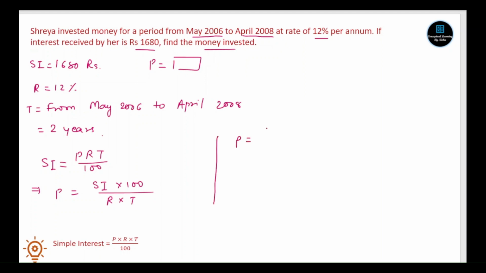So P is equal to 1,680 into 100 upon 12 into 2. On solving them, what do we get? First of all, cancel out what you can. Two 8s are 16, two 4s are 8, and then you can cancel out this 12 and you will get 70. So you will get 7,000 rupees. So the money invested is equal to 7,000 rupees.